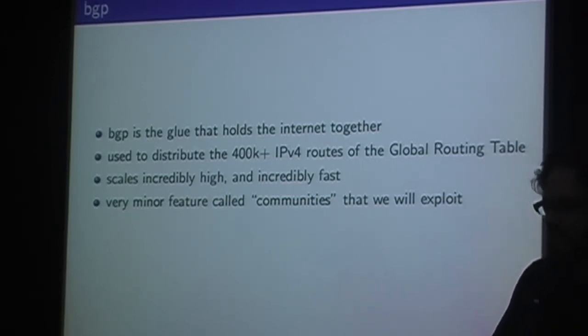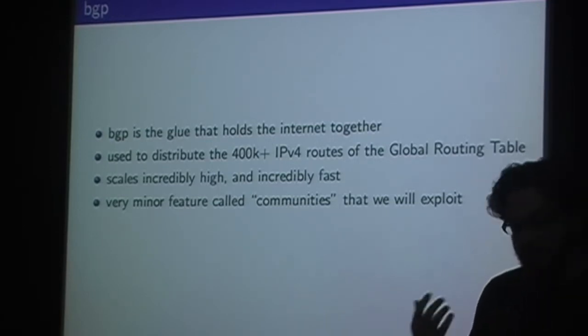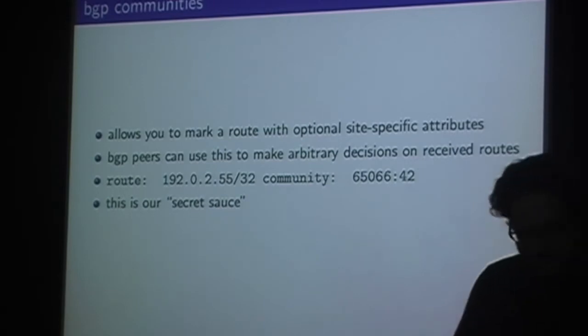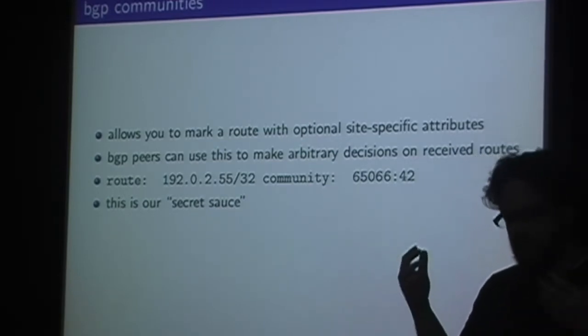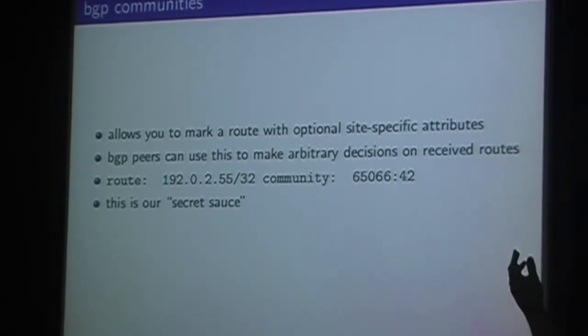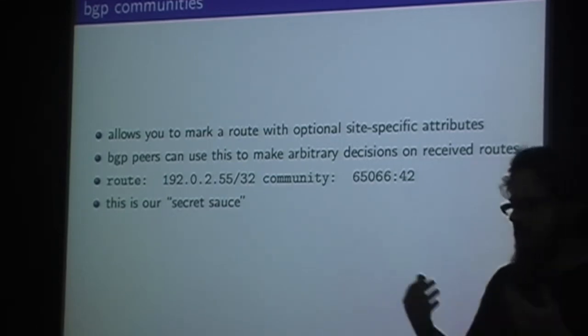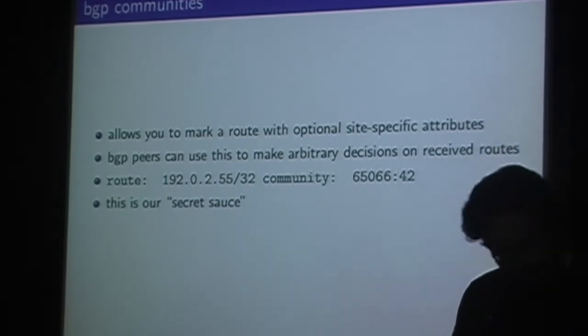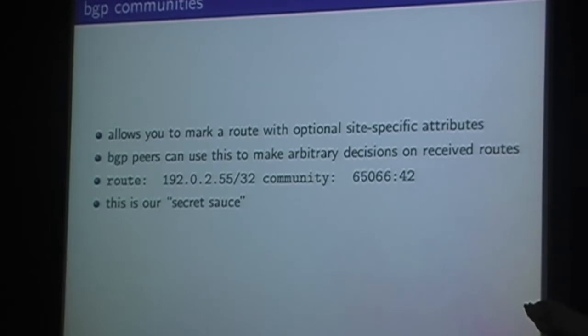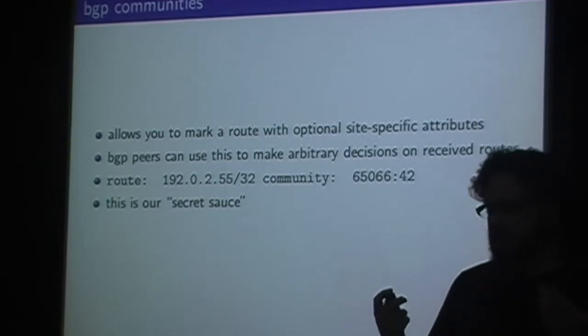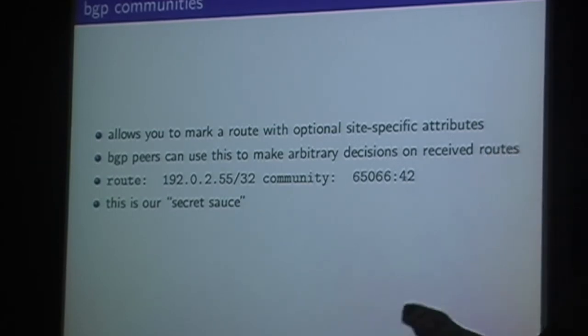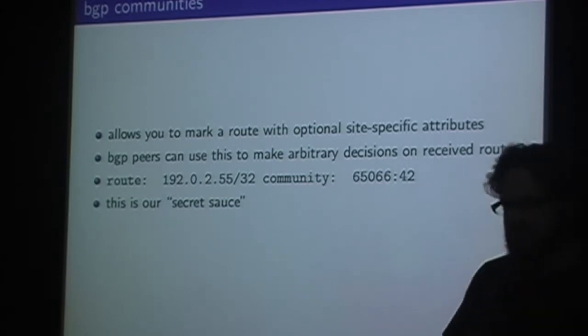And so there's a very minor feature in BGP that we'll be exploiting to do this called communities. BGP communities allow you to mark a route with an optional site-specific attribute. This is just an arbitrary string. Here is an example of a community. You can just attach it to a route and distribute it, and the receiving peer will receive this and can make whatever decision they want based on this information.